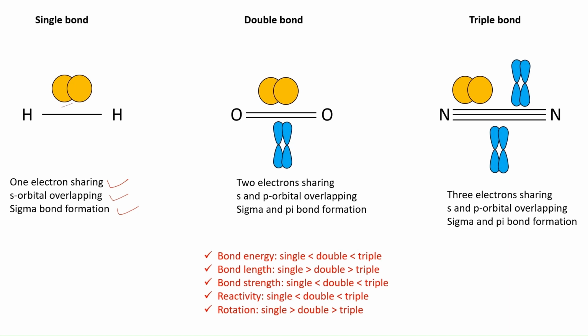So they get more surface area for interaction. So sigma bond is always stronger compared to the pi bond, which is formed due to the overlapping of p orbitals. In case of double bond, two electron sharing occurs.